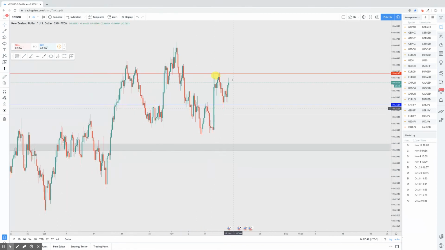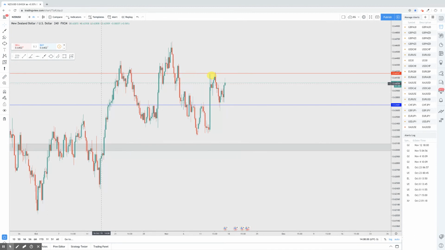So that is all, guys. This is just one example of when you can look for re-entry. So the rules are, make sure you're sticking to your plan. Don't re-enter out of emotion. Make sure that structure hasn't been broken. What do I mean by that?